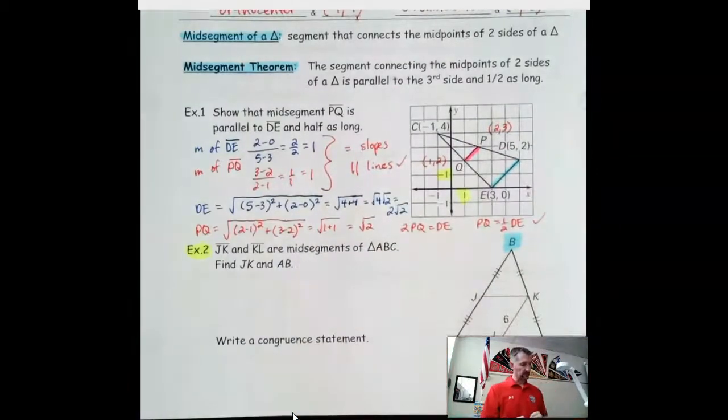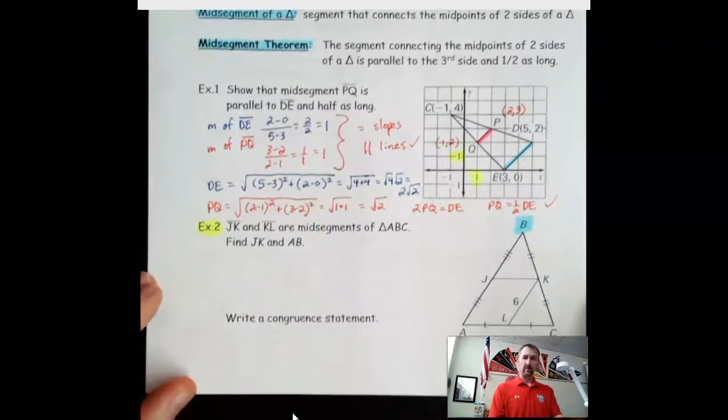Alright, so we showed both of those things to be true. So we just verified. And we didn't prove it just because it just happened once. That's not a proof. A proof's a little bit more complicated than that. But alright, so let's move on.